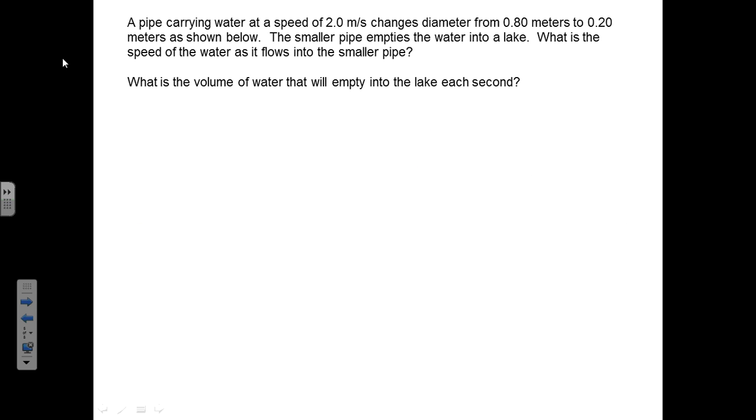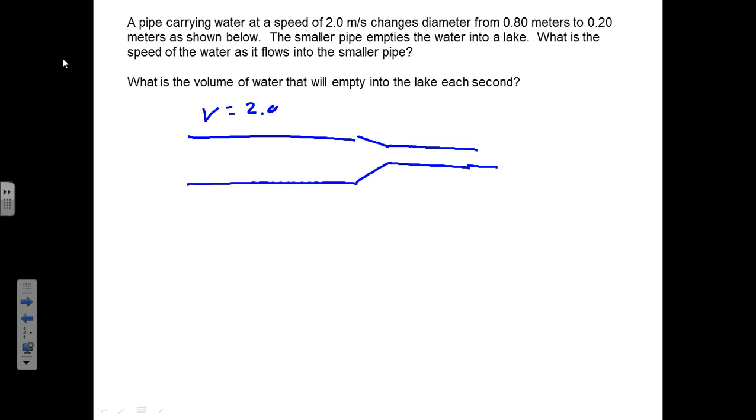Got one other problem I want us to look at. In this one, we have a pipe, and the pipe is narrowing down, like so. We know that over here, the water is moving with a speed of 2 meters per second. We know that it changes from a diameter of 0.8 meters over here to a diameter of 0.2 meters over here. And we want to know what's the speed over here on this side of the pipe.